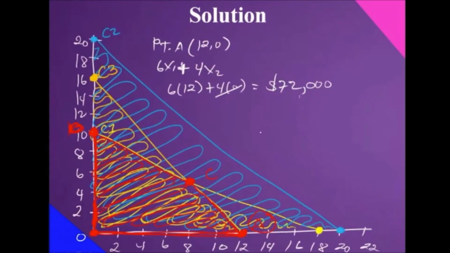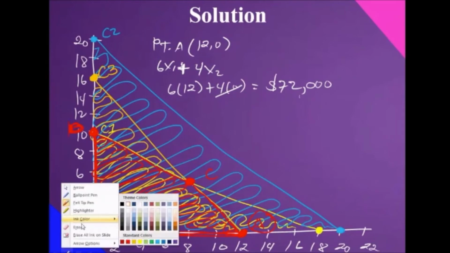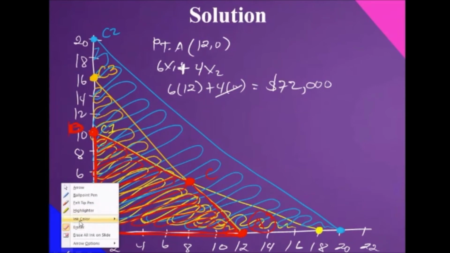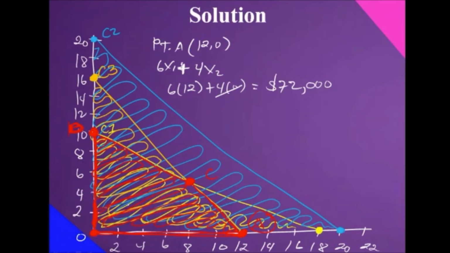Okay, erase natin yung mga... ang dumi. Yan, para malinis. Pangit na nga yung sulat, ang dumi pa. Yan. Okay na. So, for point A, we have $72,000.